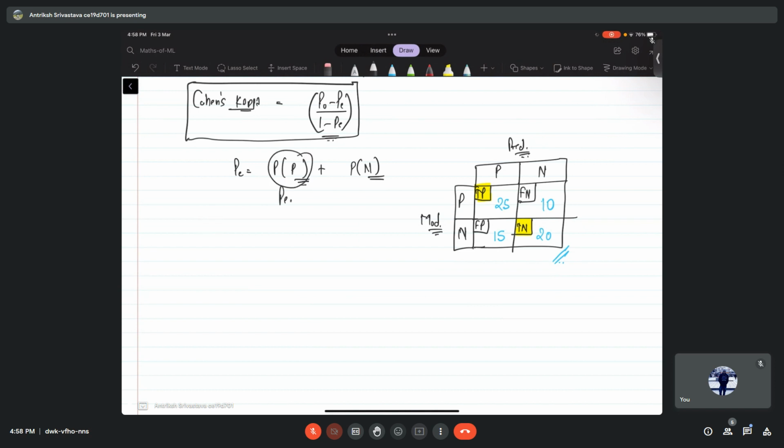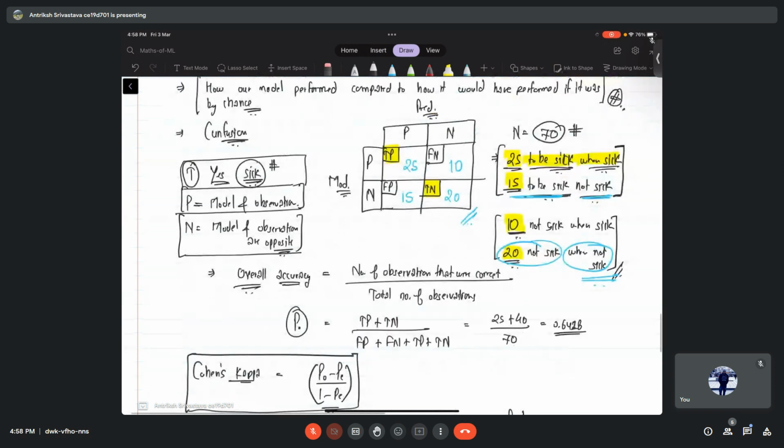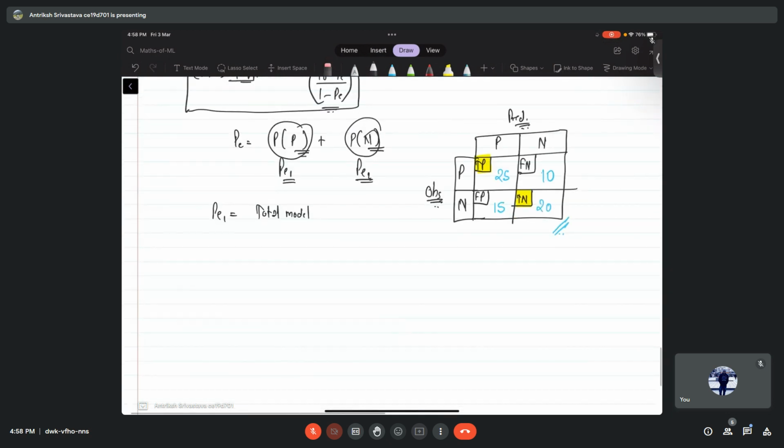This can be written as PE1 and this can be written as PE2. So PE1 is nothing but total model... Oh, I wrote prediction and model here. It should have been observation, because prediction and model both are the same thing. So total model positive divided by total number, that is n, into total actual positive divided by n.